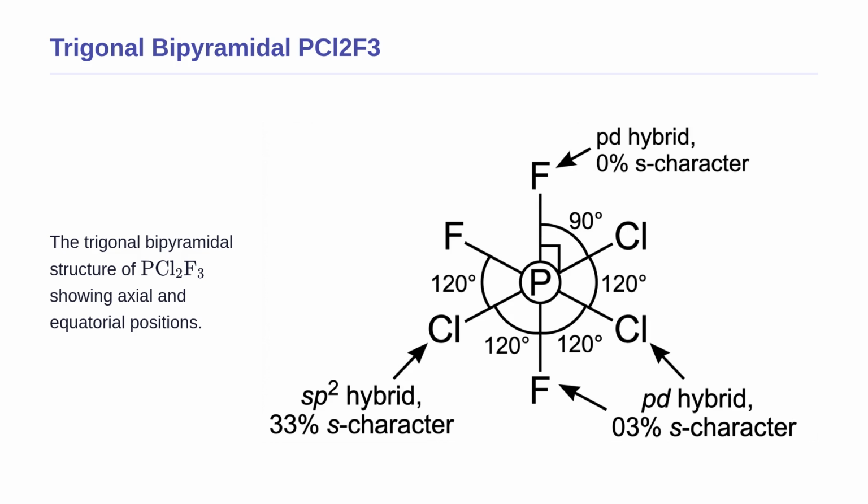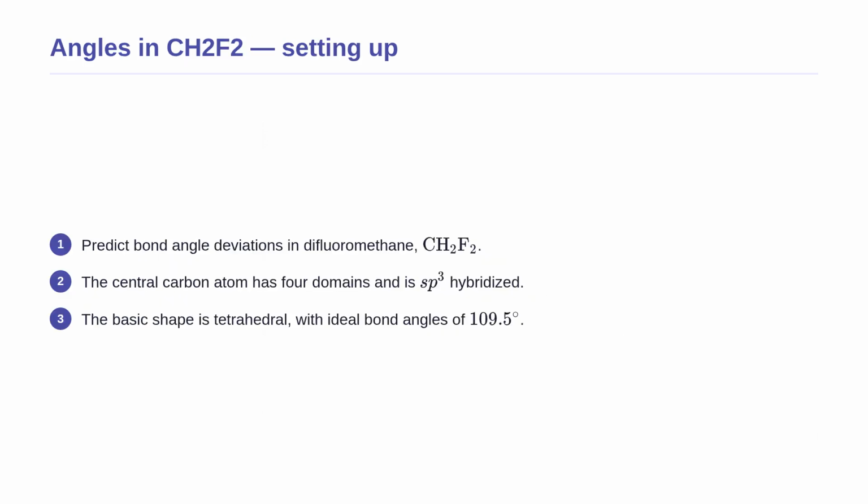In the horizontal equatorial plane, we see the remaining fluorine and the 2 chlorine atoms separated by 120-degree angles. This diagram perfectly illustrates how Bend's rule dictates the physical arrangement of atoms based on their electronegativity. Now that we have seen how atoms choose positions, let us look at another example to predict bond angle deviations.